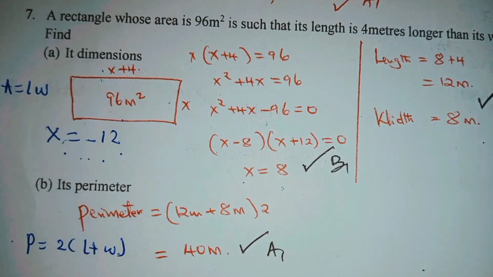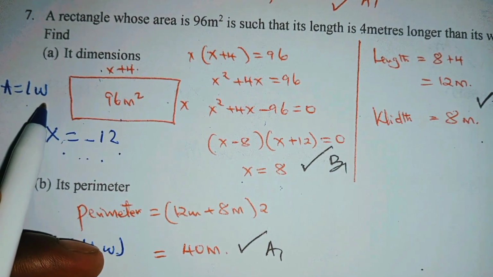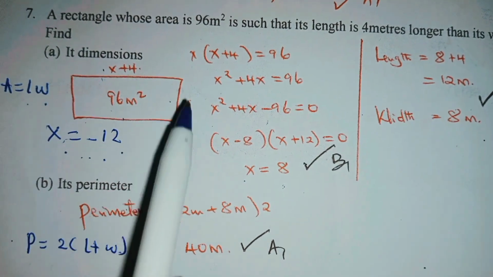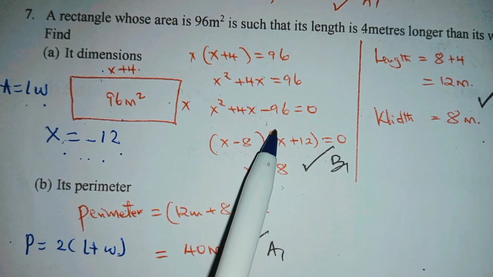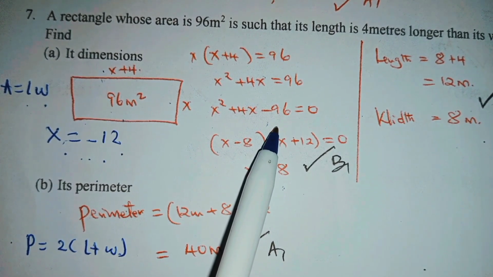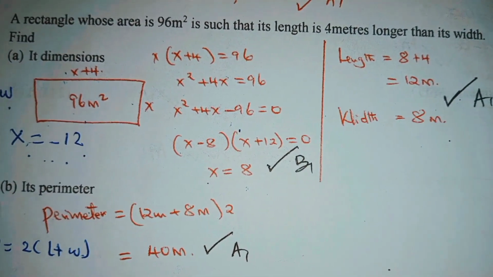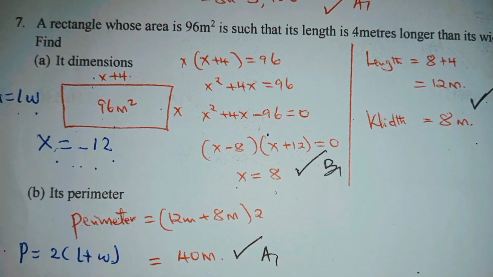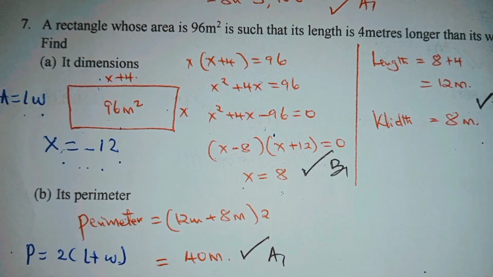First of all, knowing the area of a rectangle is length times width, once you know that, you substitute here, multiply, and then factorize this quadratic equation. On how to factorize quadratic equations, kindly tune in to my YouTube channel so that we may learn together how you can factorize quadratic equations in simple steps.